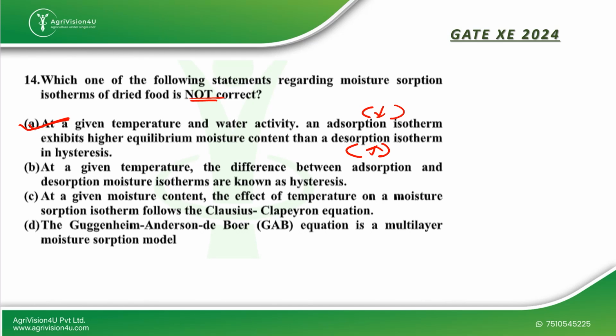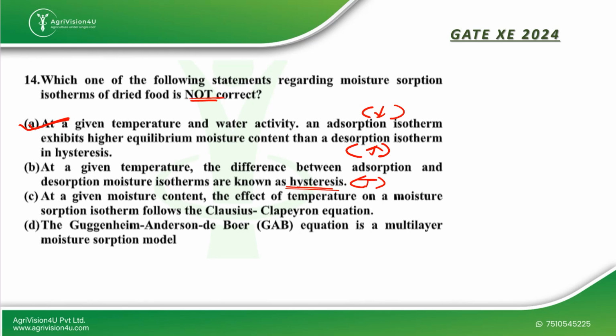Next, at a given temperature, the difference between adsorption and desorption moisture isotherm is known as hysteresis. So ये true है. Since we know that hysteresis refers to the difference between moisture content observed when adsorbing and desorbing water from the same food material at the same temperature and same water activity. So it is known as hysteresis.